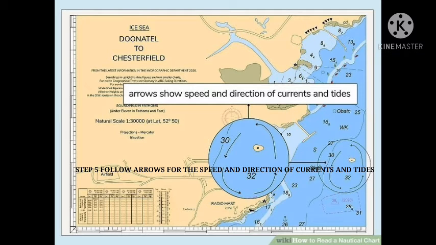Step 5. Follow arrows for the speed and directions of currents and tides. Currents are indicated by arrows with numbers over them. The direction of the arrow tells you which way the currents move. The number lets you know the water speed in knots.